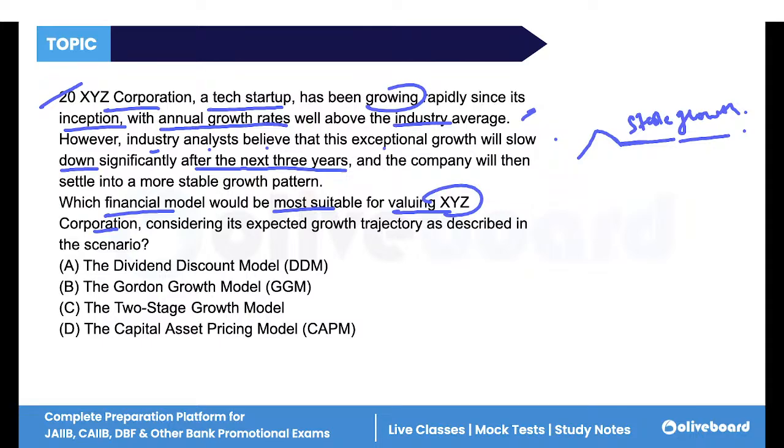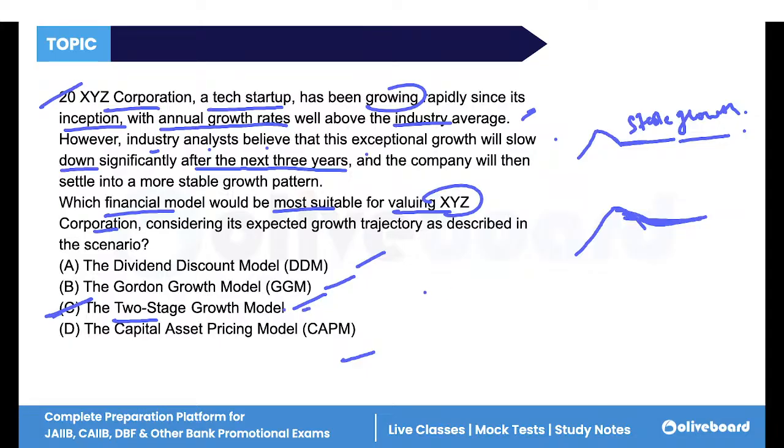First, the company is making exceptional growth, then it slows down in the next 3 years, and then it makes stable growth. So which model says this? Dividend growth model, Gordon growth model, two-stage model, or capital asset pricing model? That is the two-stage growth model.